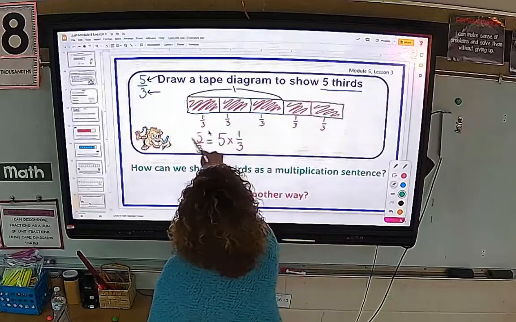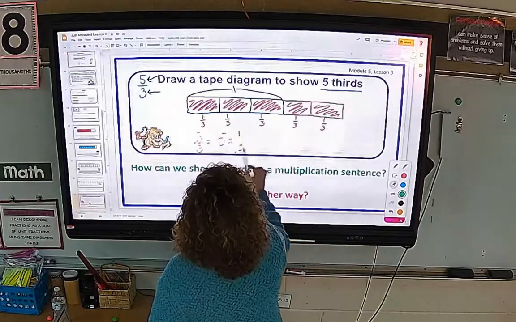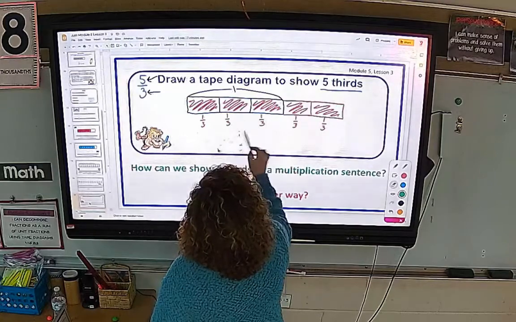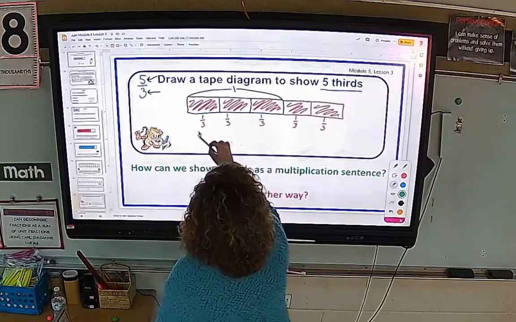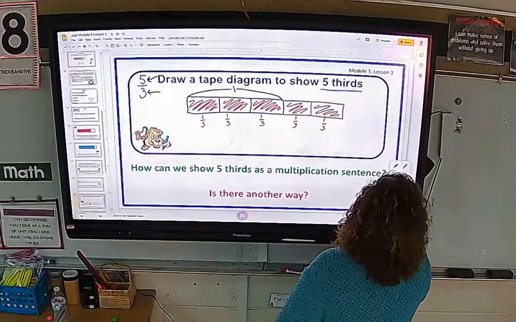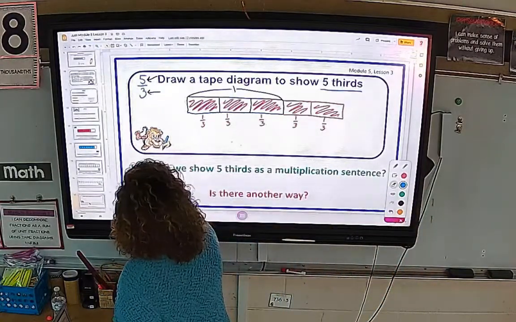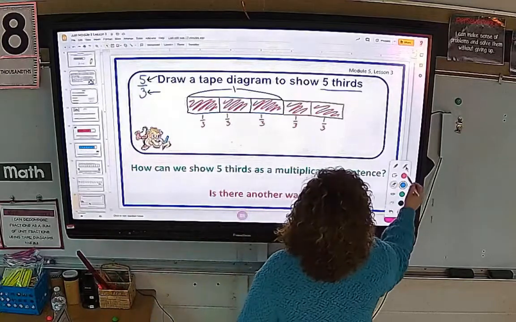Let me erase this for a second because it's a little bit in the way of what I want you to see. There we go. I will move it out of the way. Let's put that over here on this side. We've got 5. Well, need the pen.